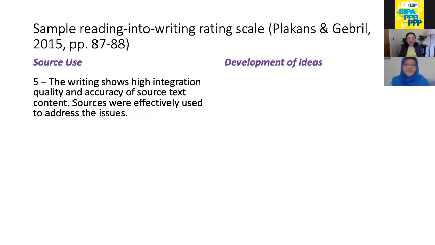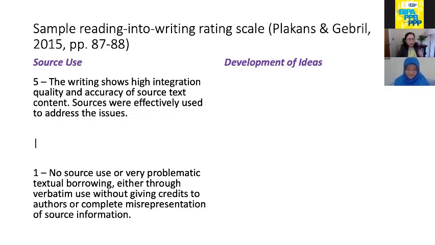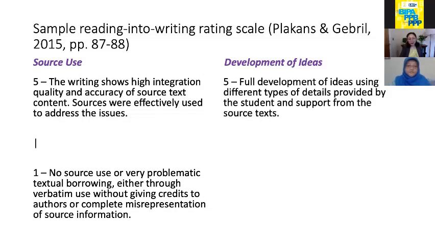As I said earlier, this criterion deals with both reading and writing. It's about the accuracy of source text representation. If we compare the descriptor at band 5 with band 1, band 1 has complete misrepresentation of source information. That's a very poor performance, and it shows that the learners do not comprehend the source texts fully.